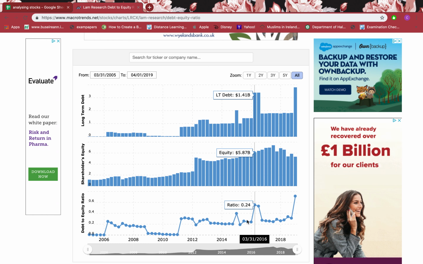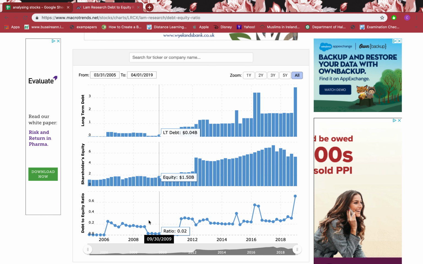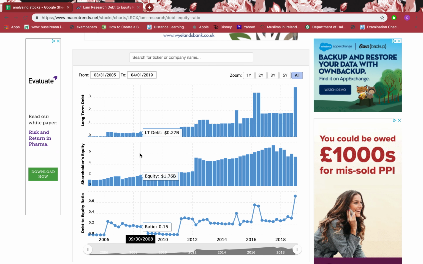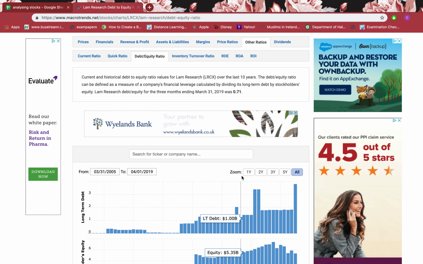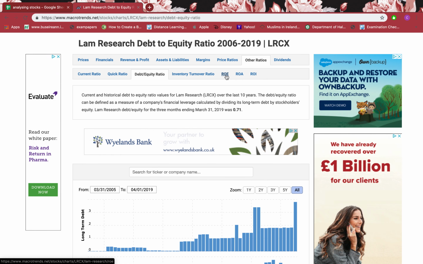So I need to be careful about that. But if I see the previous trend, it was doing very good. The debt to equity ratio was below 0.5 consistently, which is very good for the firm, but not right now. So I might wait and have a look.